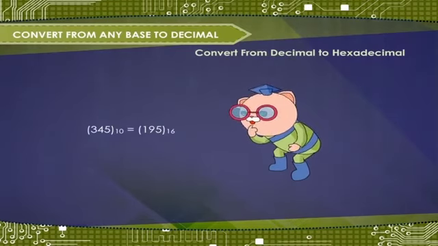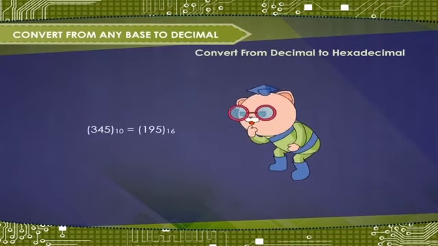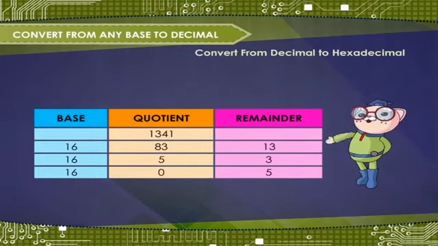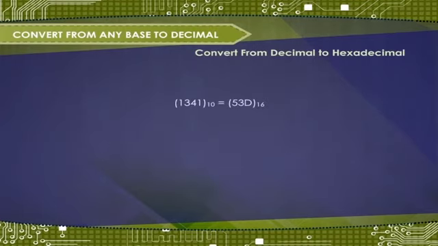Remember, if the remainder is greater than 9, replace it with the appropriate letter: A, B, C, D, E, F. Example: convert the decimal number 1341 to hexadecimal notation. Replace 13 with D while writing the answer. So the answer is 1341 base 10 is equal to 53D base 16.